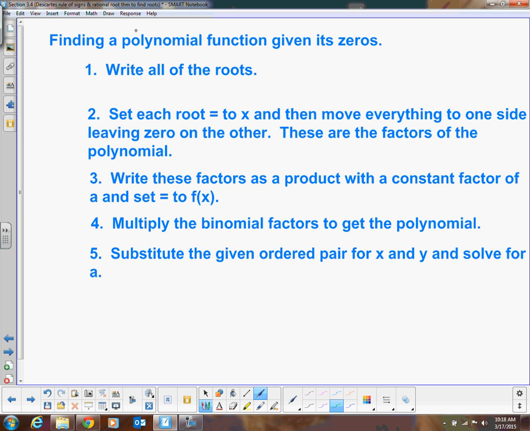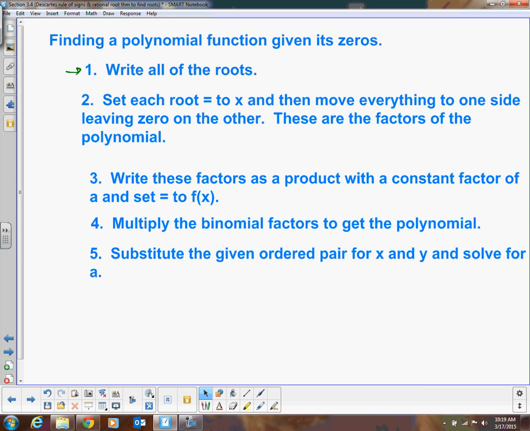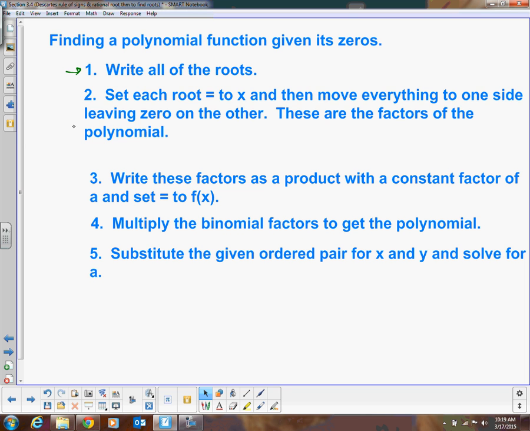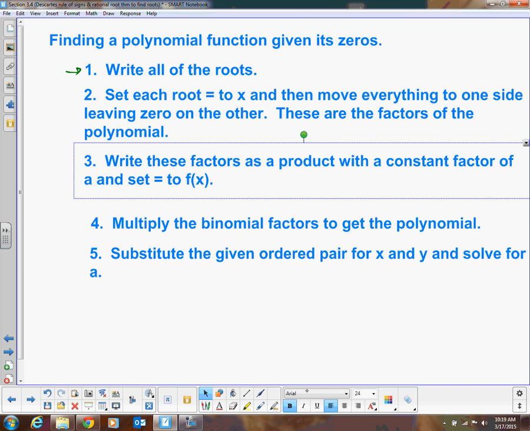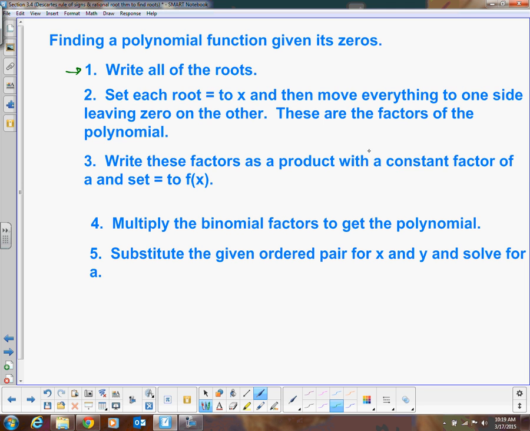So now, finding the polynomial, we're undoing this. If you want step-by-step directions, here they are. You write all of the roots first. Then you're going to set each root equal to x, and then move everything to one side, leaving 0 on the other. These are the factors of the polynomial. Now, you'll write these factors as a product with a constant factor of little a set equal to f of x. So it's going to look like f of x equals a times, and you got this string of factors.